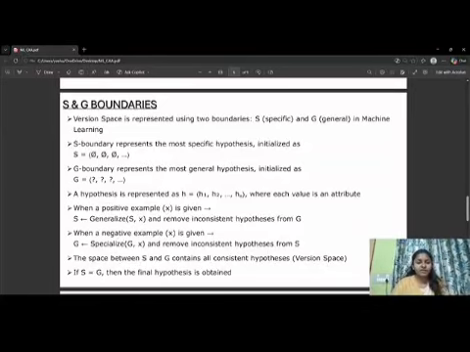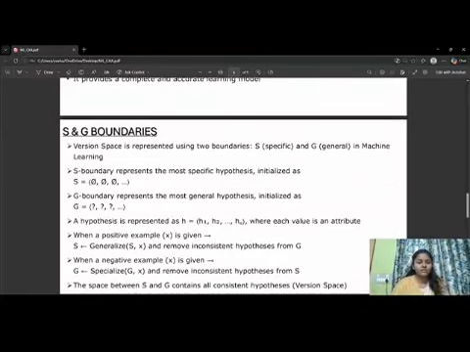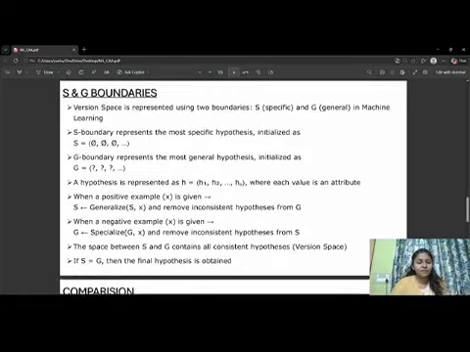S is the specific and G is the general boundary. Version space is represented using two boundaries, specific and general, in machine learning. Here, the S boundary represents the most specific hypothesis, initialized as phi. So we set the boundary of S with phi and G with a question mark.